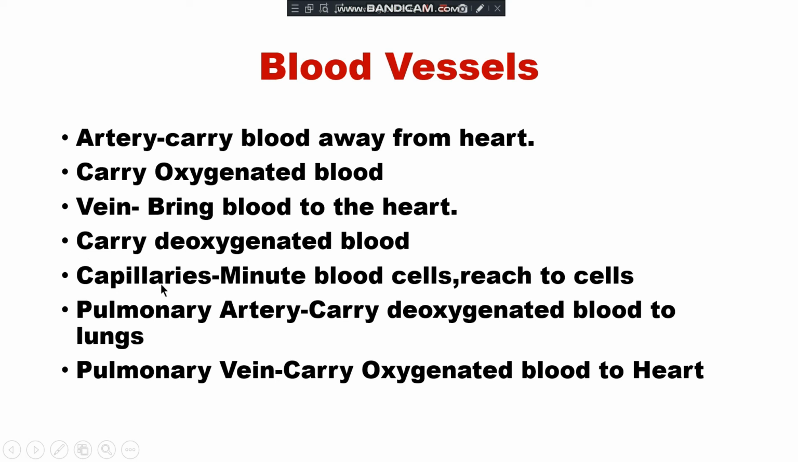The arteries are divided into very minute blood vessels, not cells here, blood vessels. And these minute blood vessels are known as capillaries, which are reaching each and every cell. Clear? So the blood capillaries are the minute, very thin blood vessels, and they reach each and every cell. Understood, students? So our circulatory system is over.